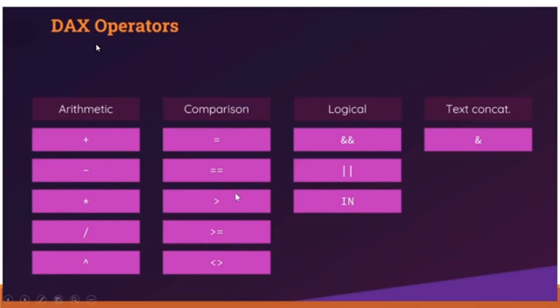I want to compare if it is less than or greater than. I can use the comparison operator. So coming to arithmetic operators, you have the addition, subtraction, multiplication, division, and this is the power symbol. 2 power 3. How can you write 2 power 3 in DAX language?